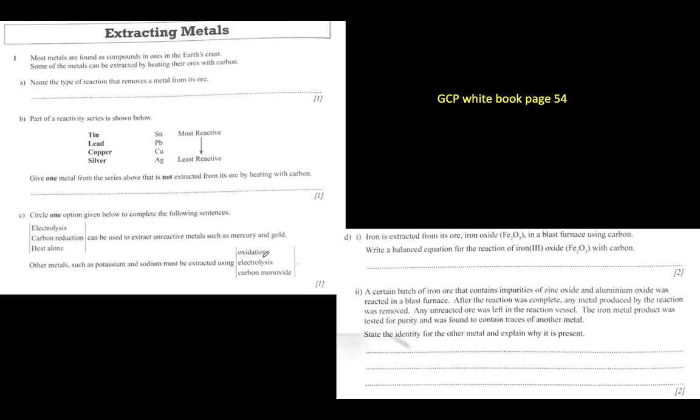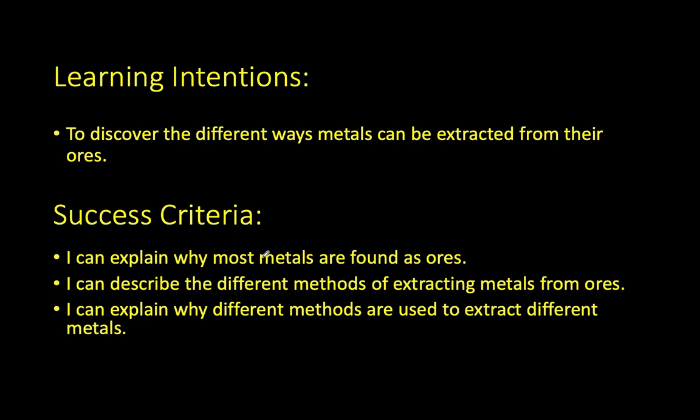And there is also the small matter of our white book, page 54, to complete. It's a short exercise, it shouldn't take you too long. So our learning intention today was to discover the different ways metals can be extracted from their ores. Hopefully you can now explain why most metals are found as ores, describe the 3 different methods of extracting metals from ores, and explain why you would use different methods for different metals.